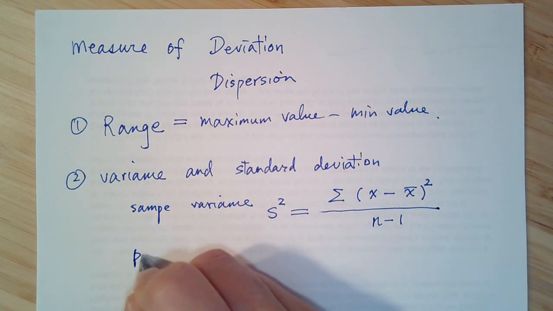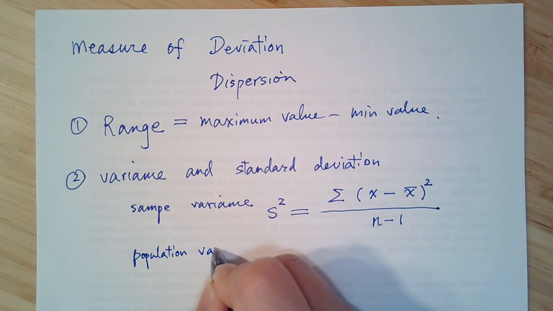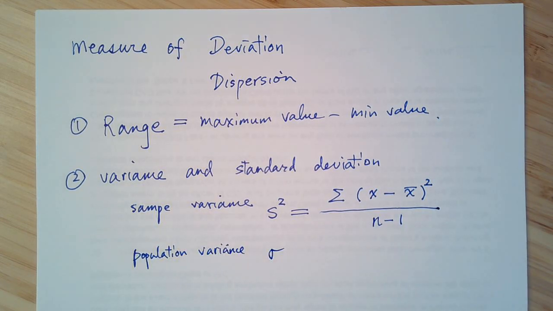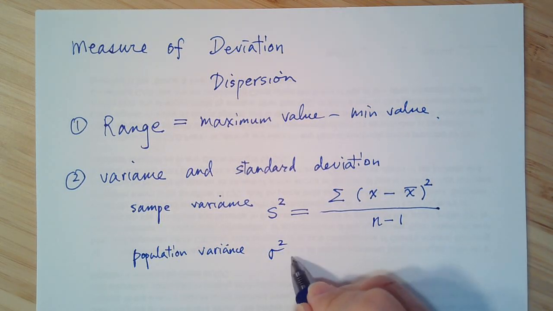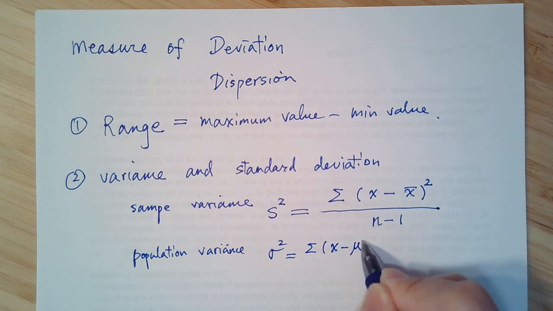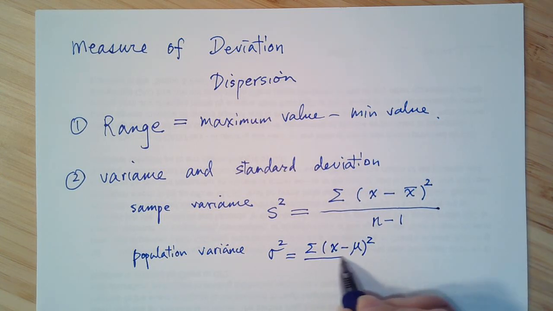And for population variance, the formula is a little bit different. The letter we use is sigma squared. That is the population variance. And that is the sum of each x minus the population mean, squared, summed, and then divided by the population size N. All right. Now, let me just give you a quick example of what that means.